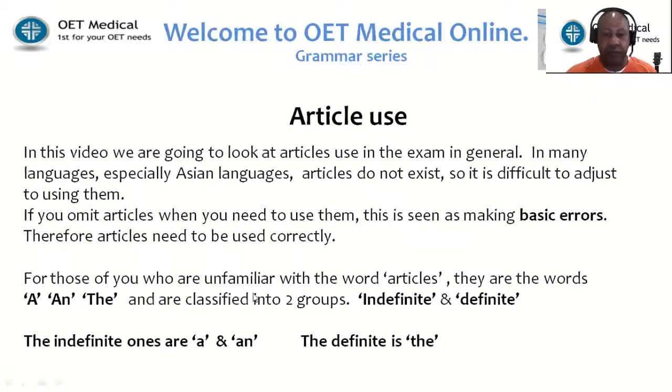So for those of you who are unfamiliar with this word, there are two types, definite and indefinite. The three words are a, an, and the. The indefinite ones are a and an, which means anything. Definite means specific. That's the best way to remember.